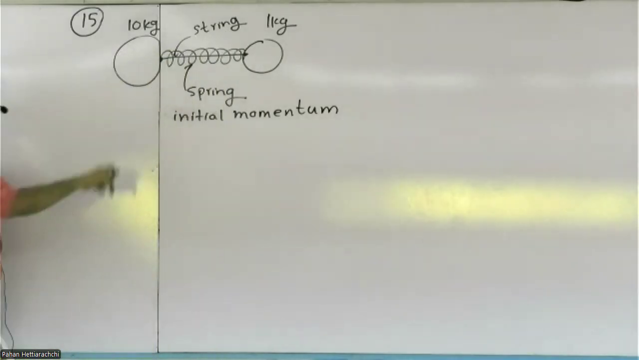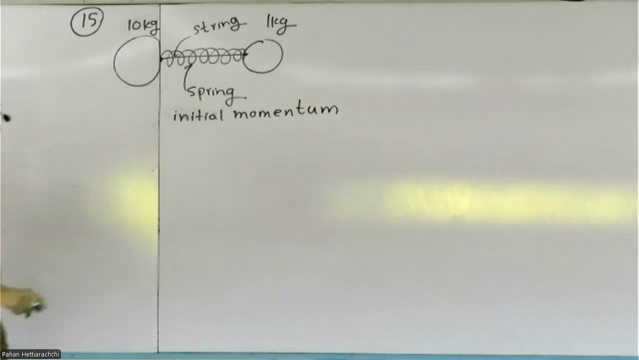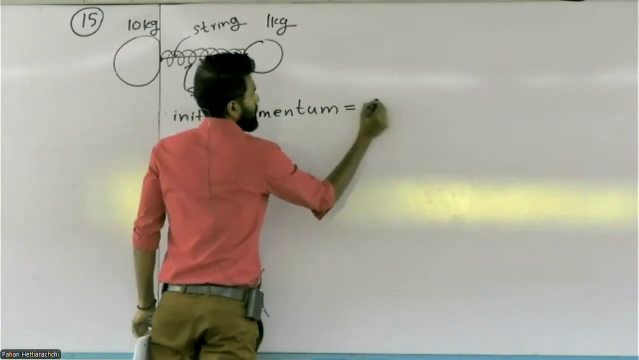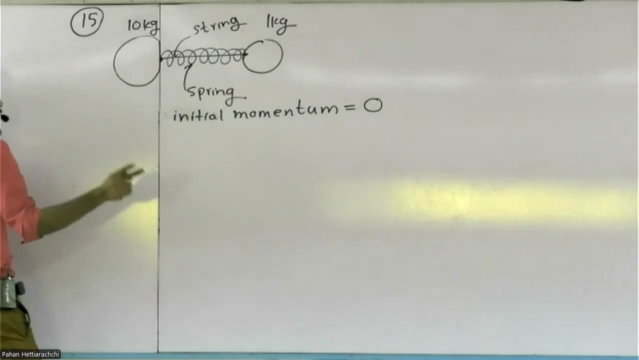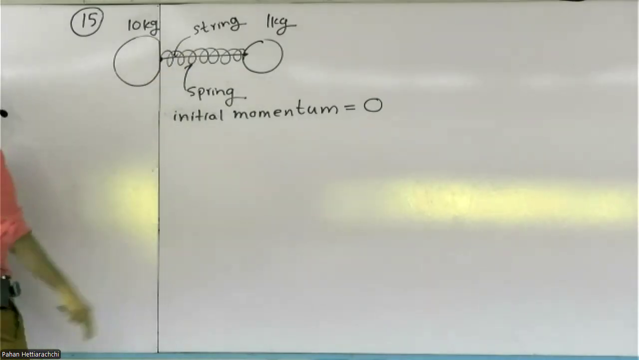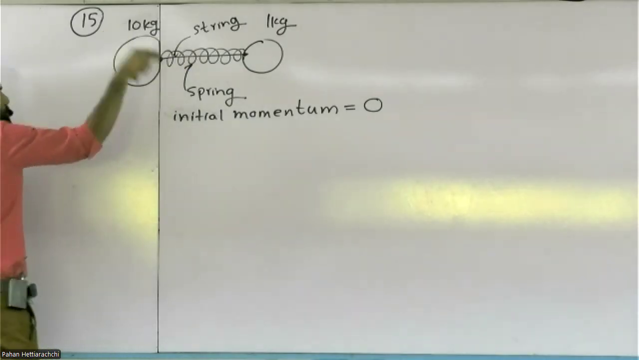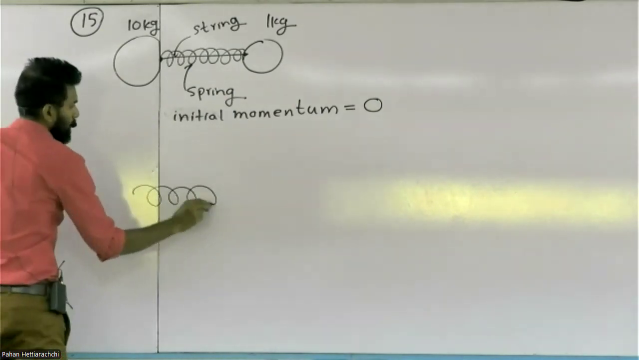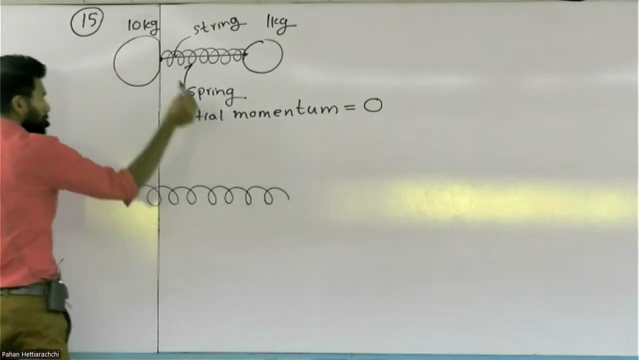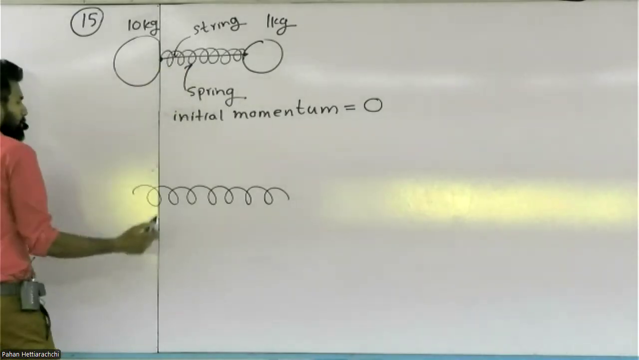So initially this system is at rest, so the initial momentum is 0. Then what will happen? You are asked to cut the string. After you cut the string, the spring will not remain in this situation.